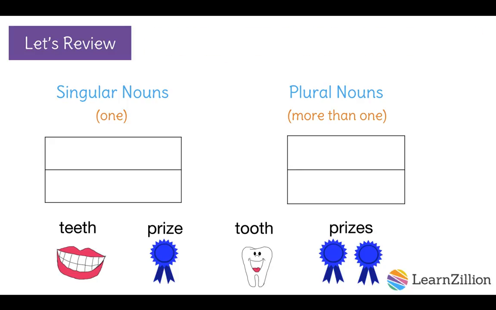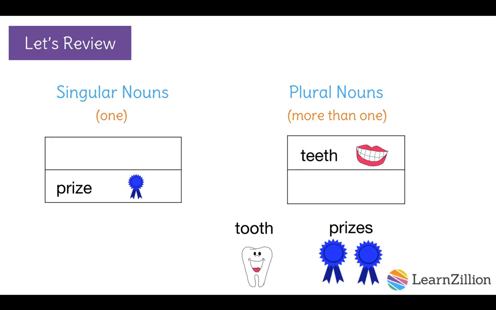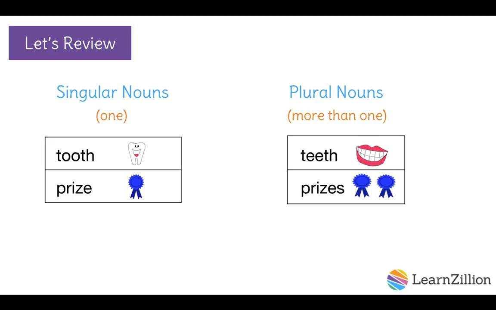Were you able to sort all of them? Let's think about the first word, teeth. I can see from the picture that there is more than one tooth here. That makes teeth plural. The word prize means just one award, so this is a singular noun. Tooth is also a singular noun. Notice the difference in the singular and plural form of this word, tooth and teeth. Lastly, prizes is plural. The S on the end of the word helps me to know that.